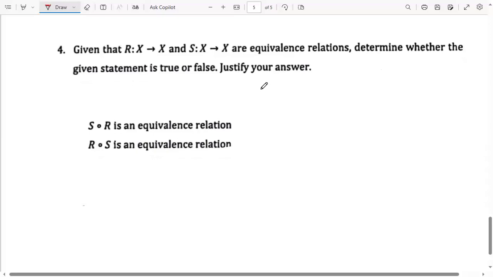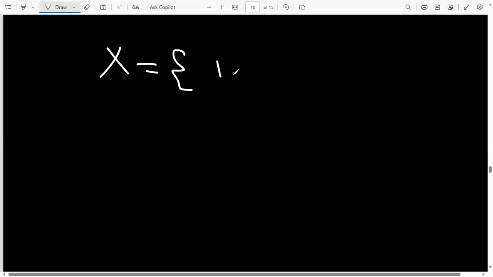Okay, so these two statements that I have here are false statements. But how are we going to justify our answer? So we need to show a counterexample. Okay, so let's do that. Let my set X be 1, 2, and then 3.